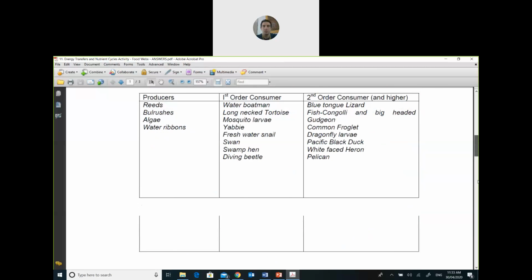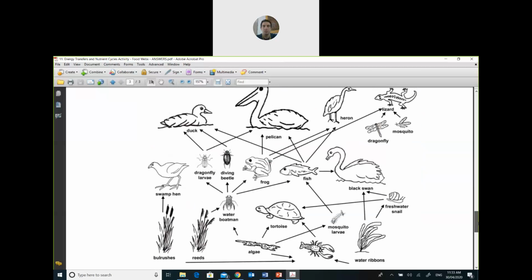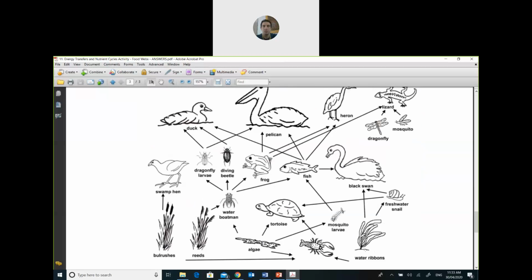And then there's just a task to create a food web. Here's my take on the food web. So again, we have our primary producers at the bottom, the bulrushes and the reeds and the algae and the water ribbons. And then off of that, we can see the direction of transfer of energy from one organism to another. You can have a look through that.